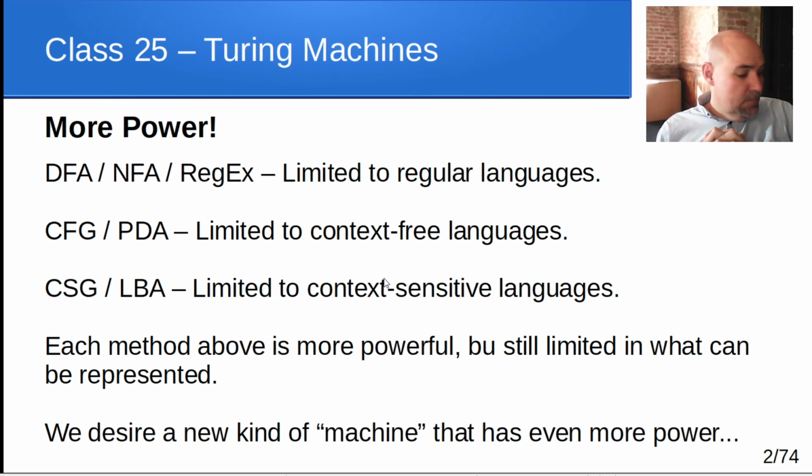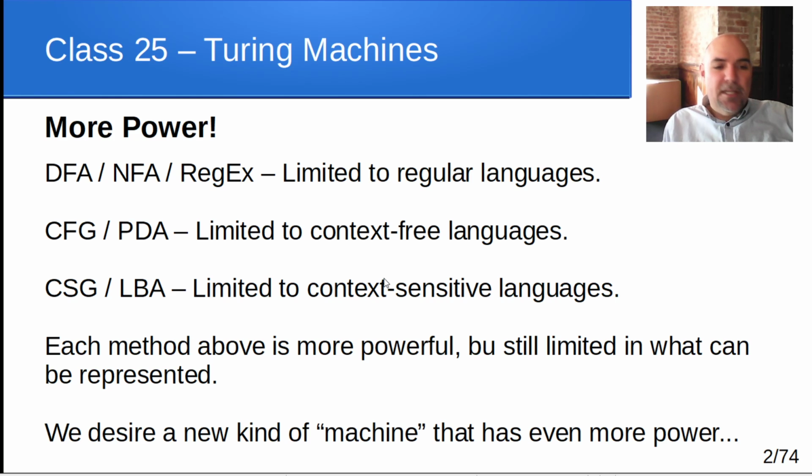Now, you'll notice a theme throughout the semester, and that was kind of a quest for more and more power to represent wider and wider families of languages. So we started off with regular expressions, and then we moved to DFAs and NFAs, and found that all three of those were limited to regular languages. And then we moved on to context-free grammars, and found that those were limited to context-free languages. And then we also introduced push-down automata, which are also limited to context-free languages.